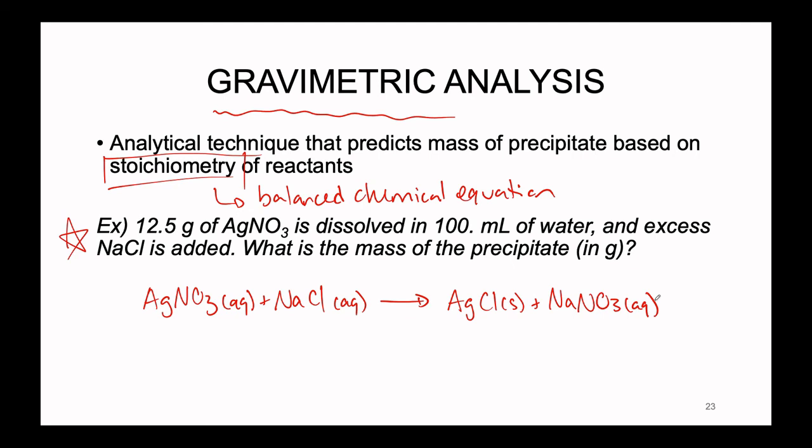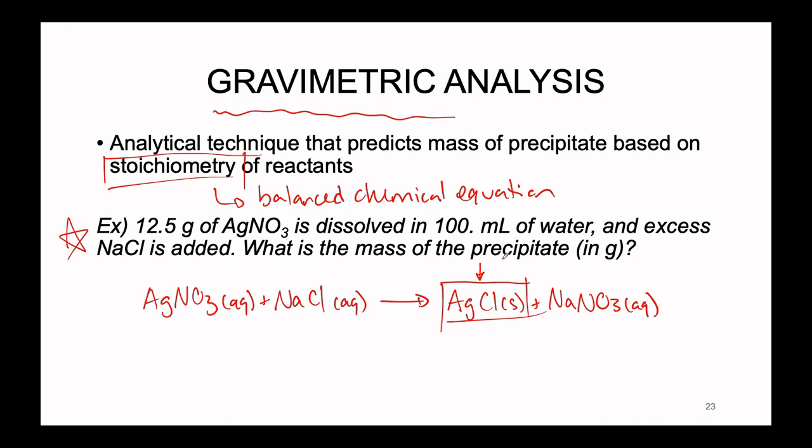So we have silver nitrate with sodium chloride mixing together, creating some silver chloride solid and sodium nitrate in aqueous form. In our problem, we are asked to find the mass of the precipitate, and a precipitate by definition is a solid product. So we can infer that we are being asked to find the mass of our silver chloride in grams after the two reactants have been mixed. Well, now that we know where we're going, we have to figure out where we're starting from. What is our limiting reactant? Because that's something we always have to keep in mind.